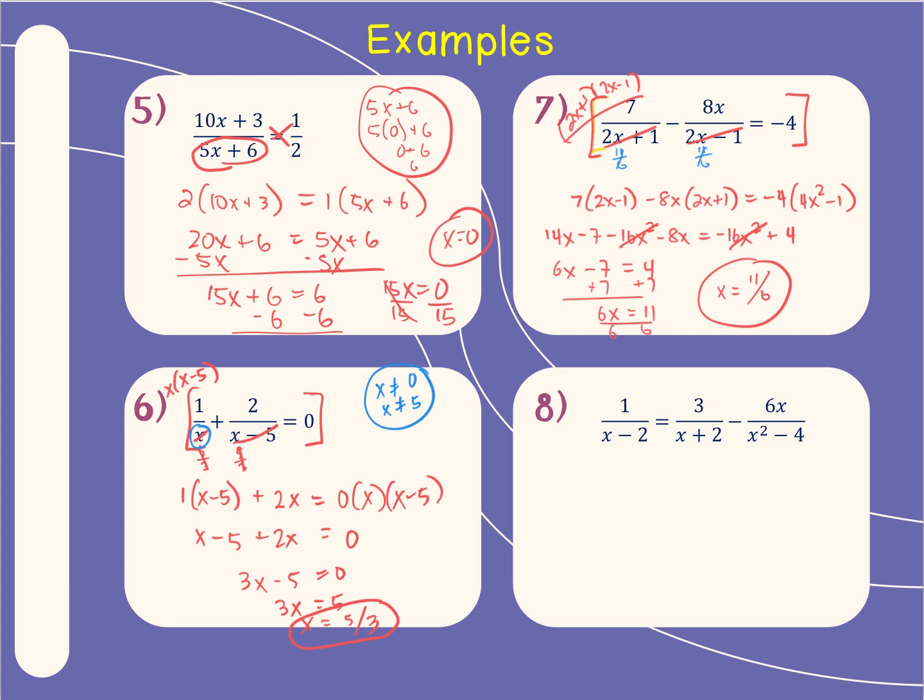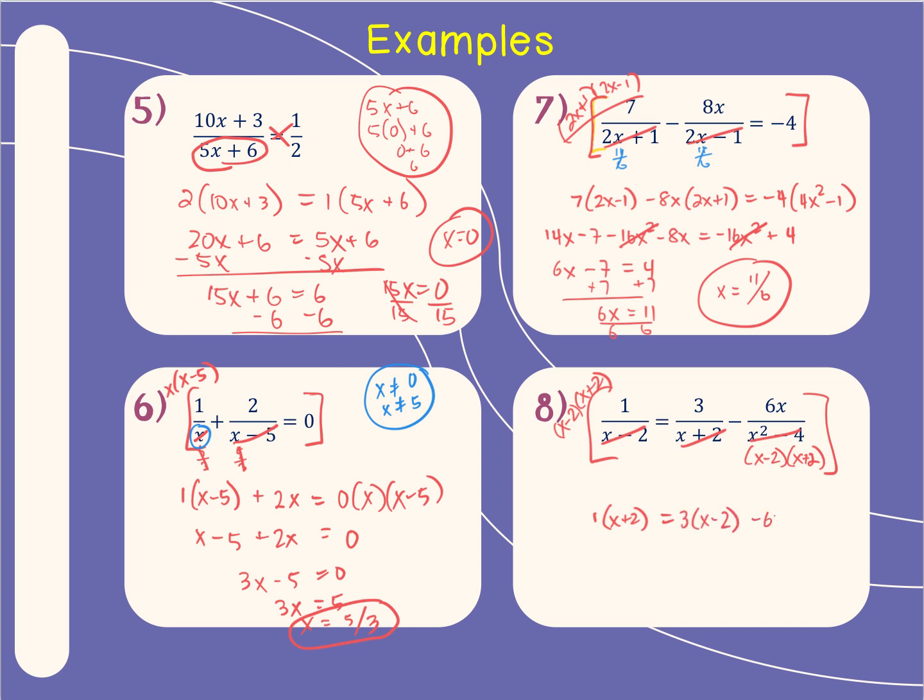And lastly, on this page, notice that this denominator over here is really a difference of squares. It's x minus 2 times x plus 2. And so when I go to multiply by my least common denominator, I know that it's just x minus 2 times x plus 2. And again, I have to multiply everything by that. So I take the x minus 2 out, and it leaves me with 1 times x plus 2 equals, I take the x plus 2 out, and it leaves me with 3 times x minus 2.